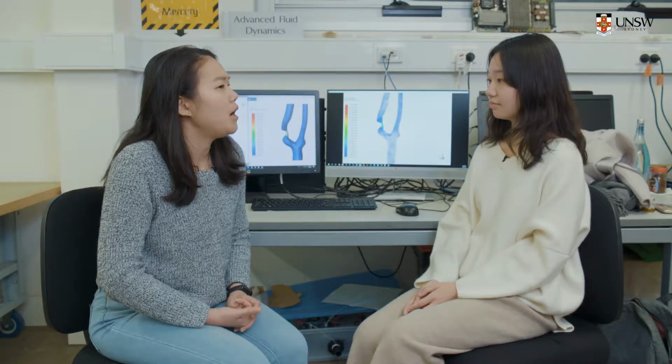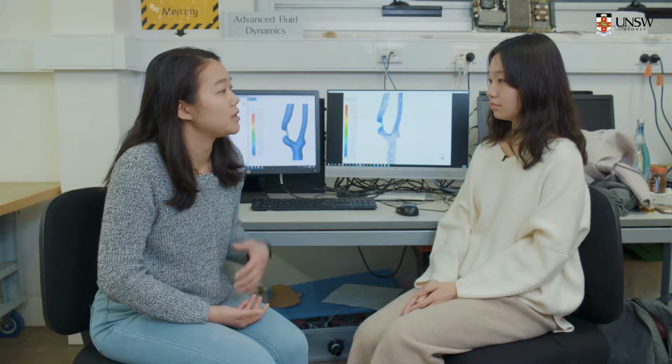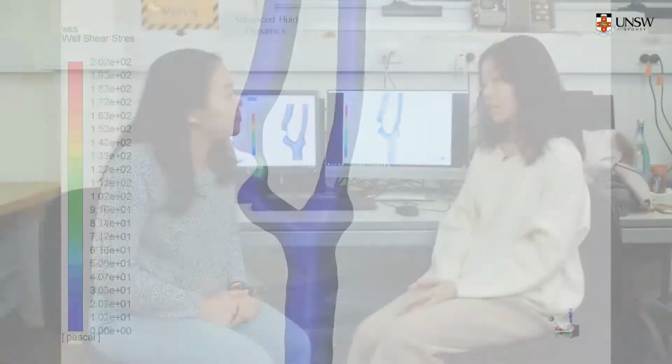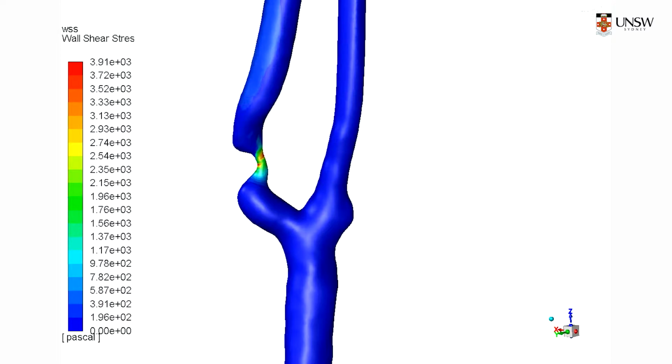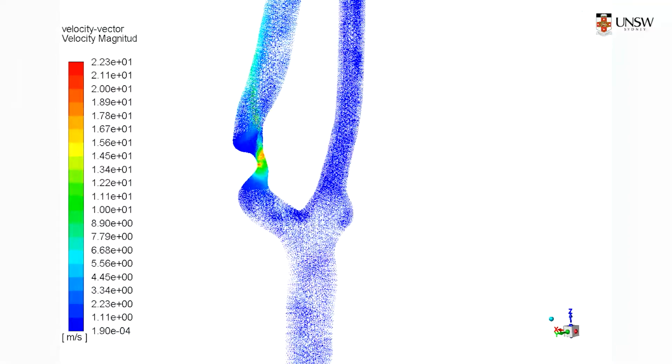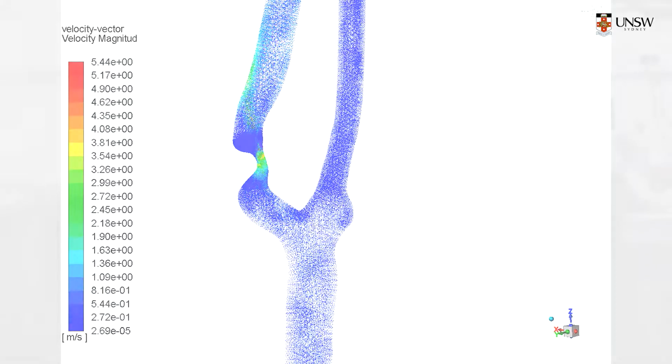So were there any important parameters that you looked at besides the wall shear stress? Did you look at velocity and oscillatory shear index? Did you manage to see any correlation? For the areas with low wall shear stress, they usually have high oscillatory shear index, and the velocity profiles show low velocity recirculating turbulent flows. So the velocity helps you see whether there is turbulent flow and recirculation.